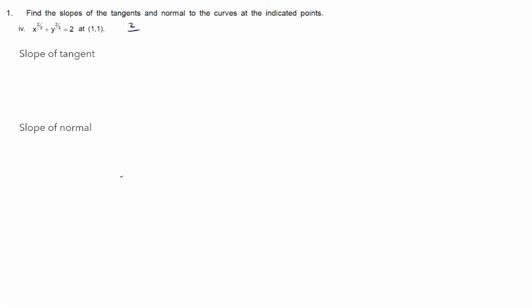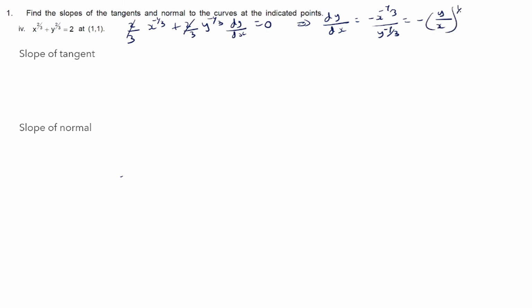So we get here 2 by 3 into x raised to 2 by 3 minus 1 plus 2 by 3 into y raised to 2 by 3 minus 1 into dy by dx equal to 0. So 2 by 3 will go. So from here we have dy by dx equal to minus x raised to minus 1 by 3 upon y raised to minus 1 by 3, or this is equal to minus of (y by x) the whole raised to 1 by 3.